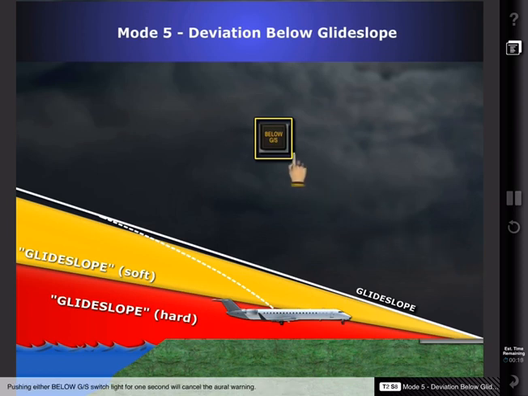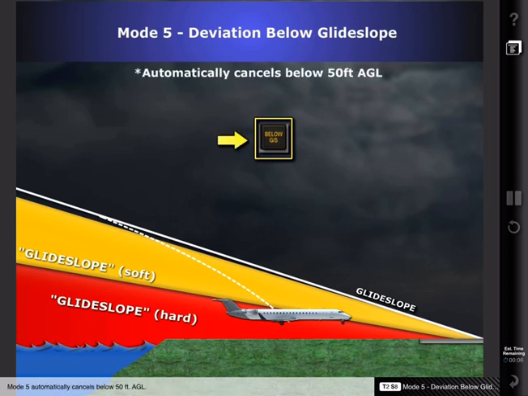Pushing either below glide slope switch light for 1 second will cancel the aural warning. The below glide slope lights remain illuminated to indicate the mode was canceled. Mode 5 automatically cancels below 50 feet AGL.